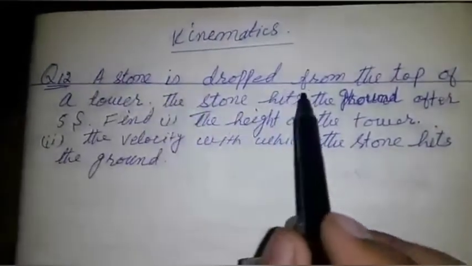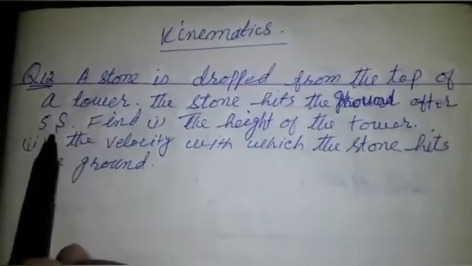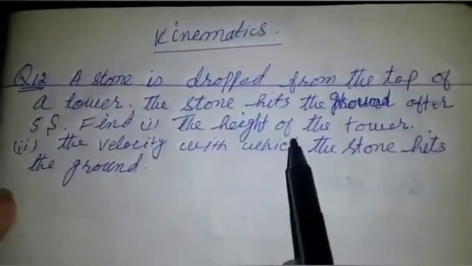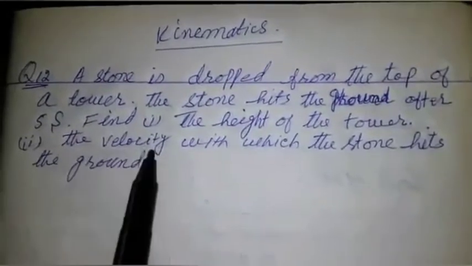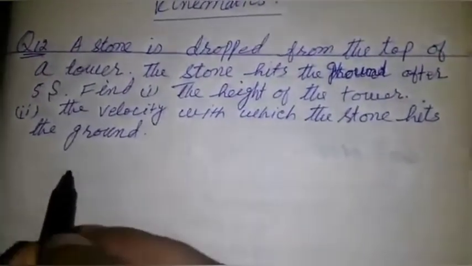Today we have a problem from kinematics, 9th physics. A stone is dropped from the top of a tower. The stone hits the ground after 5 seconds. Find the height of the tower and the velocity with which the stone hits the ground. Let's solve it.